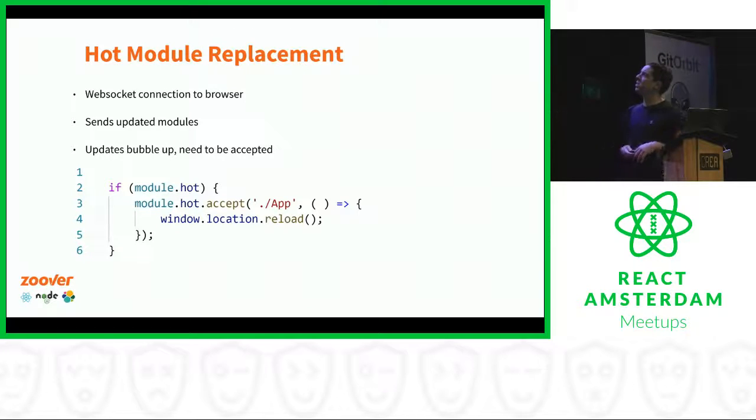And this is basically how it looks. Check for the existence of the hot module replacement API in the module object. Tell Webpack to accept updates for the app folder. And then in this case, we refresh the browser, which is obviously something that we want to avoid. But just to give you an idea of the concept of accepting hot updates.